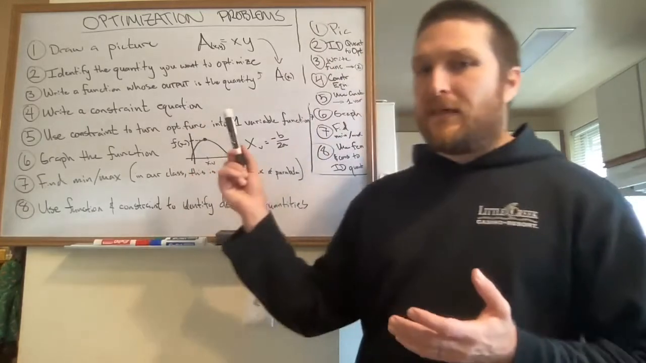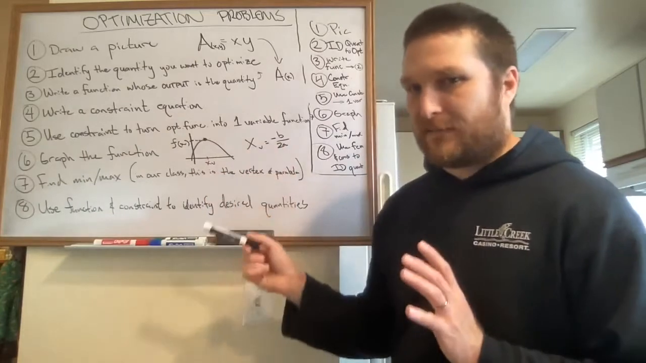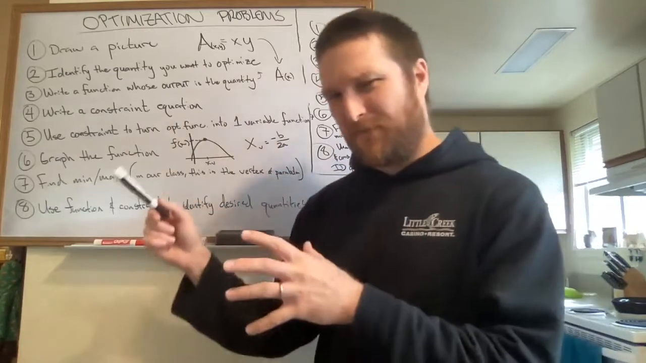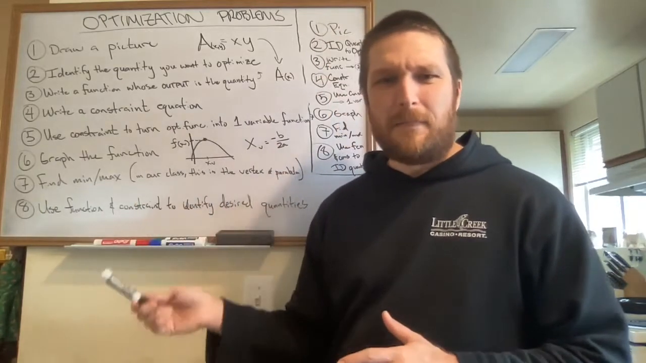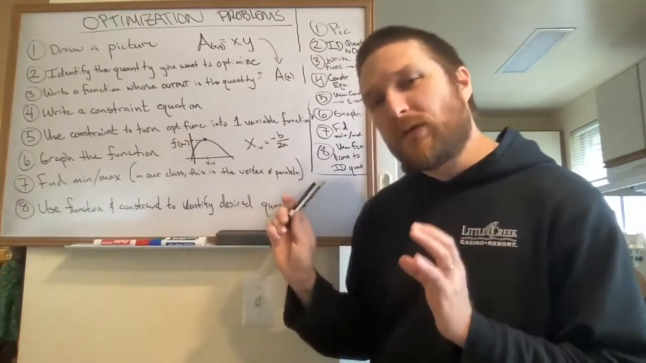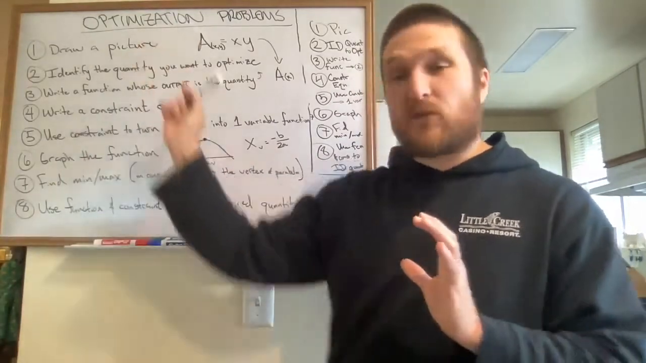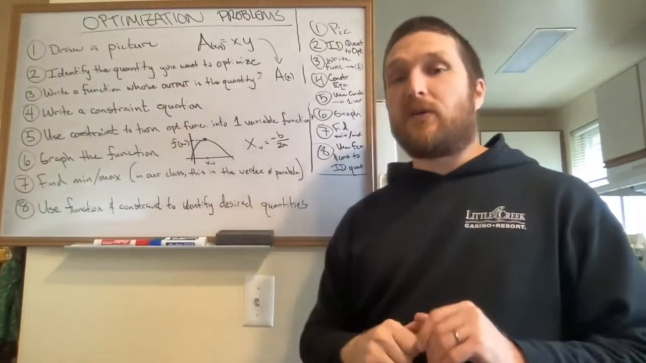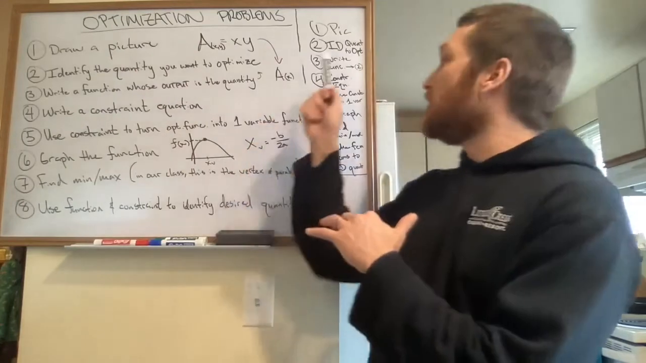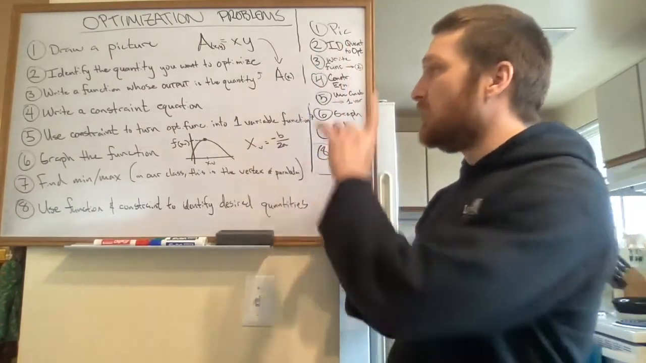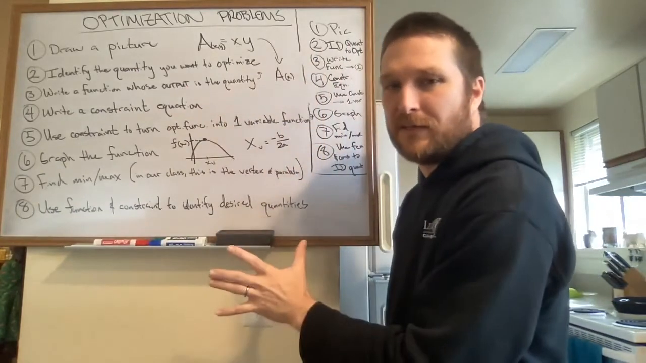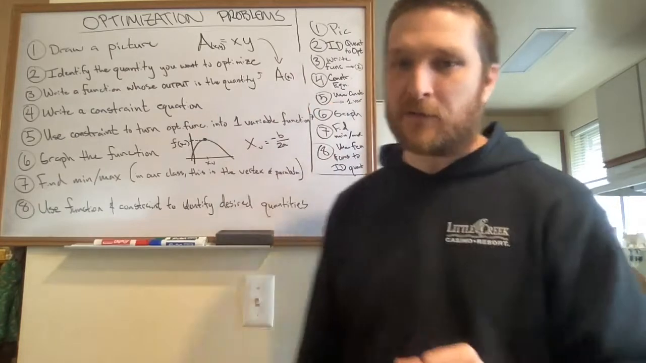So I know a lot of this sounds like crazy jargon, like constraint equation, turning a function from multiple variables down into one variable, identifying desired quantities and stuff like that. But I want all this information somewhere on your paper so that when you're following along with the example that we're about to do, you can have it written down and you can match it up as we're doing it. And that will help explain exactly what all of these things mean. It will all become clear in just a minute.